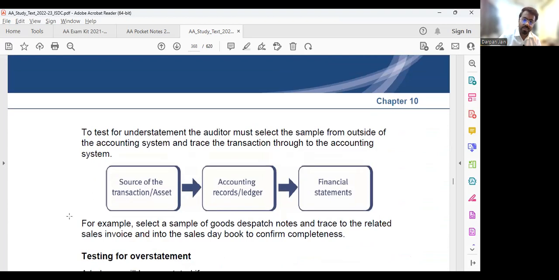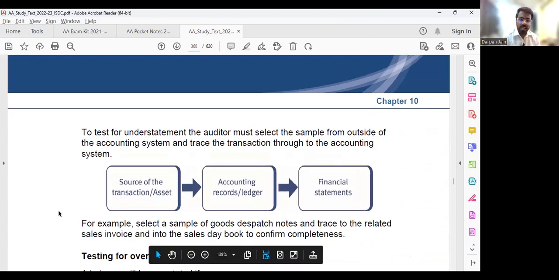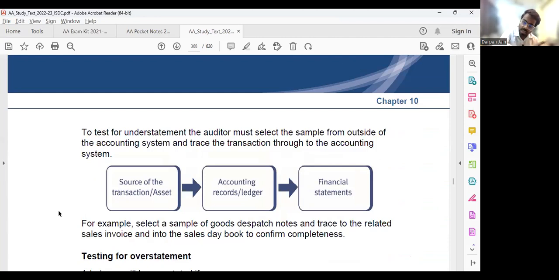See the example that they've given. To test for understatement, the auditor must select the sample from outside the accounting system and then trace the transaction to the accounting system. The reverse of what we saw earlier.